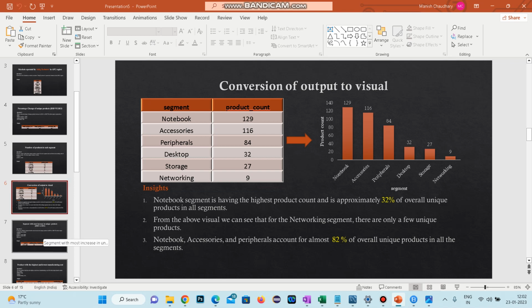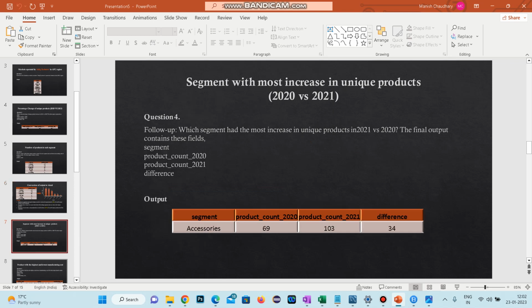So let's move to another question. Now we want the segment with the most increase in unique products in 2021 as compared to 2020. That means we want the segment that has the highest increment in 2021 as compared to 2020. So let's move to the query.